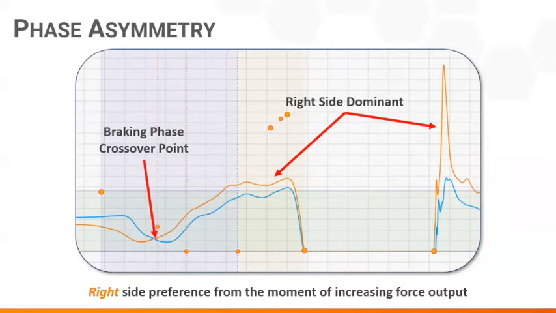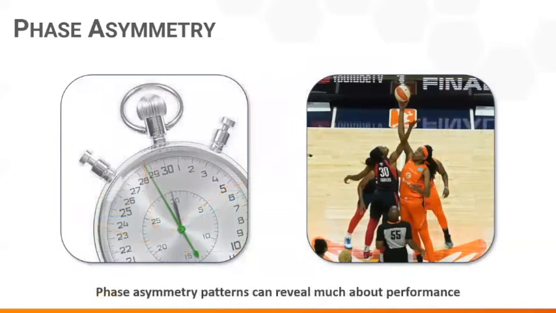So now what we see here is when that kicks in, there's a right-sided preference from that moment of increasing force output. So the left side is above upon standing and also unweighing, but then as soon as things start to tense up and get a little bit tougher, the right side kicks in and takes over, especially during the landing phase. Now, a couple of key takeaways is that everything's based on time and force production and movement strategy. So essentially, the phase asymmetry patterns can reveal much about performance and potential injury risk.